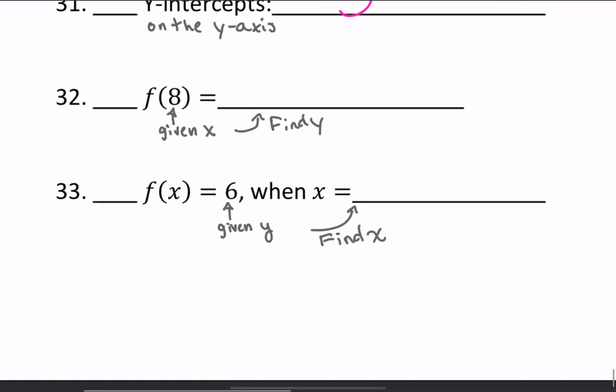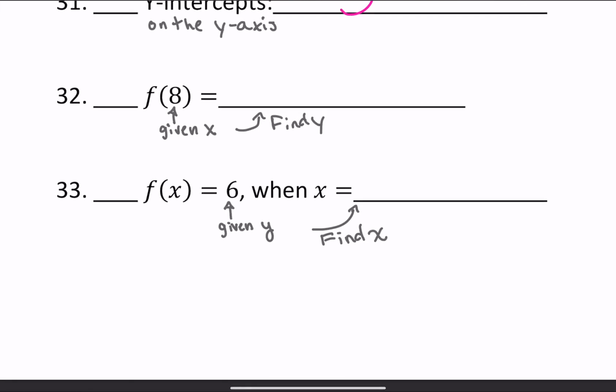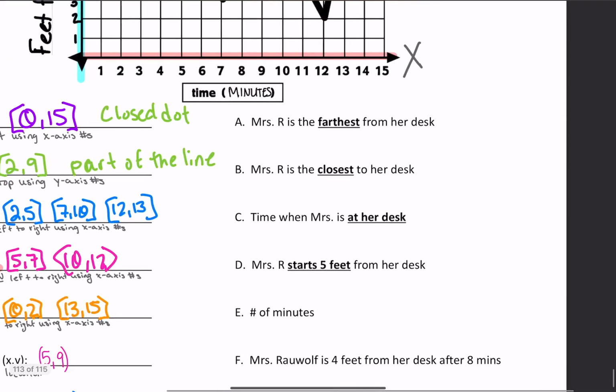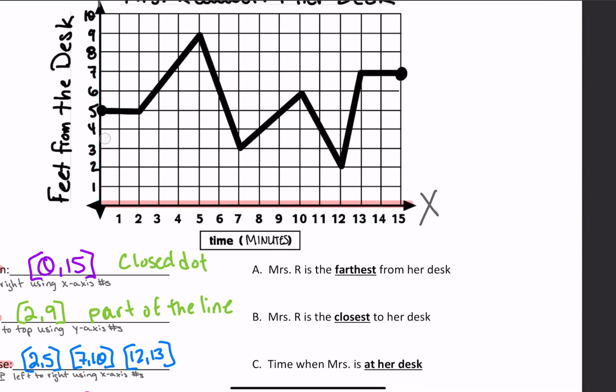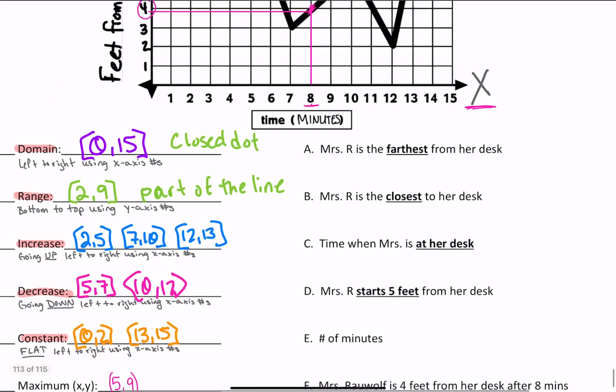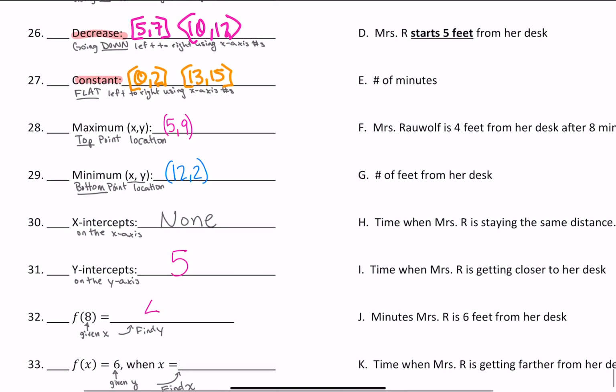Now in this next bit, we have f of 8 equals blank. Well, when you have a number inside, that means they gave you your x value. You need to figure out the y value that corresponds from the graph. So looking at our graph here, the x value they gave us was 8. Well, if I look at my graph straight up, that's right here, and its y number partner is 4. So that would be my answer, is 4.